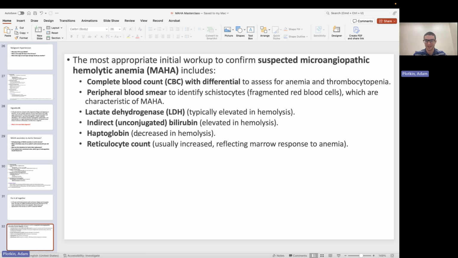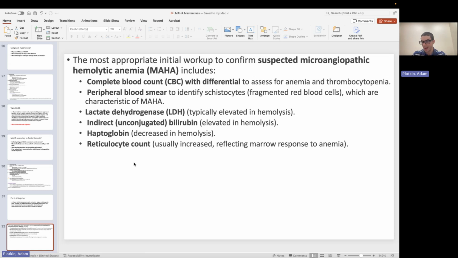We're going to get haptoglobin. That's going to be low, so we should order haptoglobin. That's because heme that gets released from the red blood cells is going to bind to haptoglobin, and that whole complex is going to end up decreasing the free amount of haptoglobin. And then we should usually get a reticulocyte count as well. We would expect the reticulocyte count to be elevated, because it's not a marrow problem, it's a peripheral problem. The marrow should be responding.